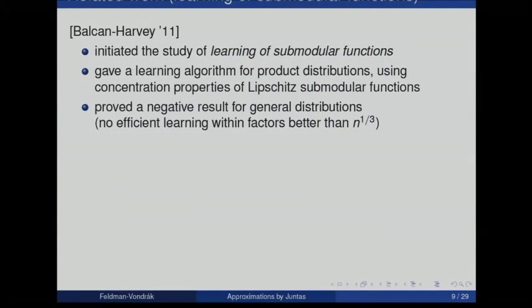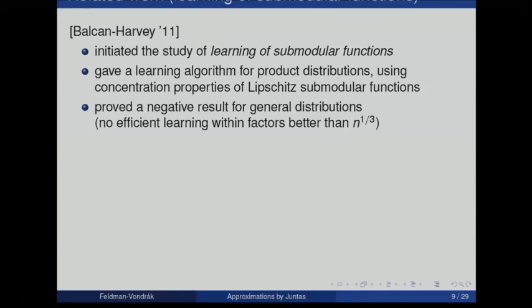So this was initiated by the question of how well can we learn these functions when you have a stream of random examples. How well we can approximate the actual function. And this was initiated by Balkan and Harvey, who asked the question for submodular functions. They gave a certain simple learning algorithm, which basically just returns the expectation, and they proved that these functions are nicely concentrated. They actually didn't know about the connection with self-bounding functions, so these things emerged gradually.